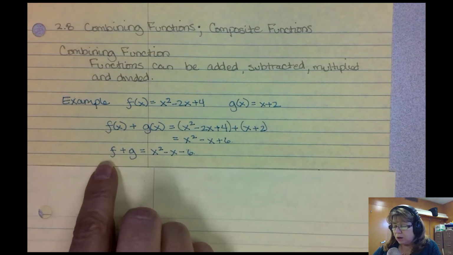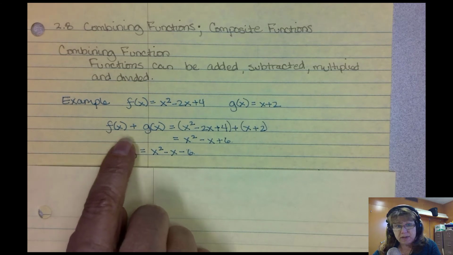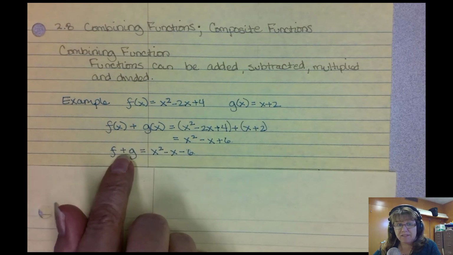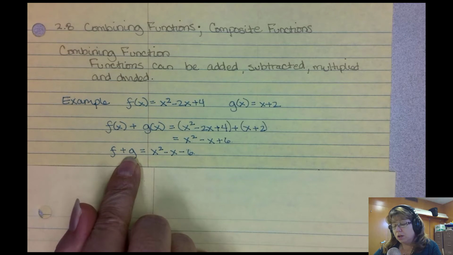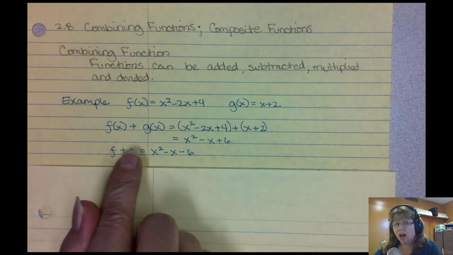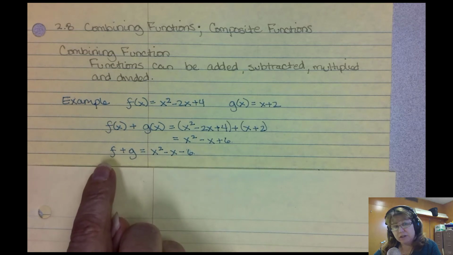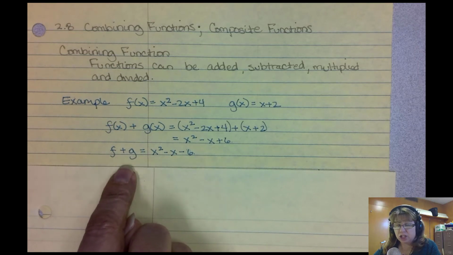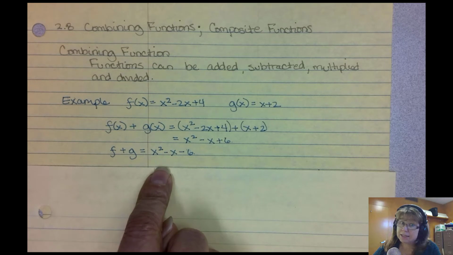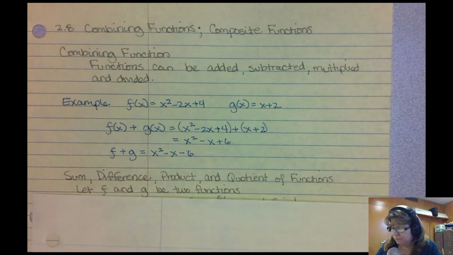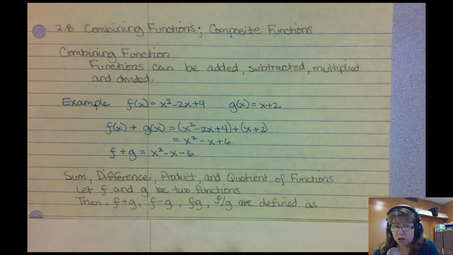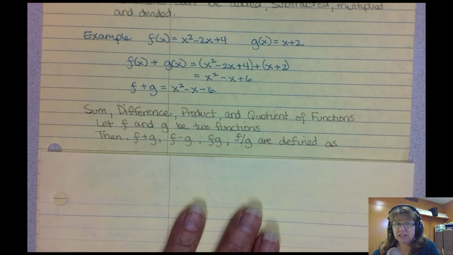Now we can write this f of x plus g of x in terms of f plus g. You can also see it as f plus g of x. But the result will be, if you add function f to function g, you'll get x squared minus x minus 6.